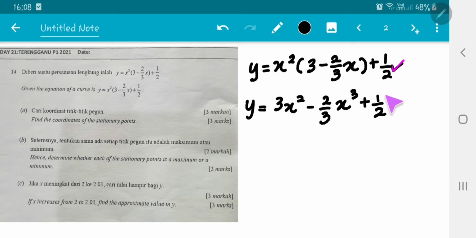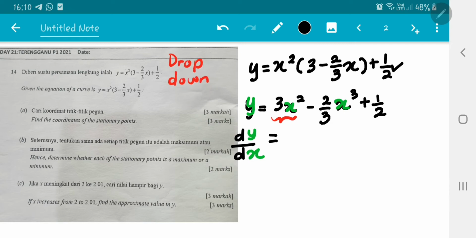Your first step is to expand the equation given. Since now your equation is y in terms of x, you need to find the differentiation of y with respect to x. So you buat the differentiation process one by one, term by term. Do you still remember how to differentiate? Ingat, differentiation: D for drop, D for down, D for deduct, deduct by 1. Drop down, deduct by 1.